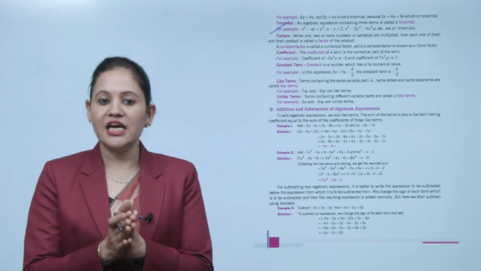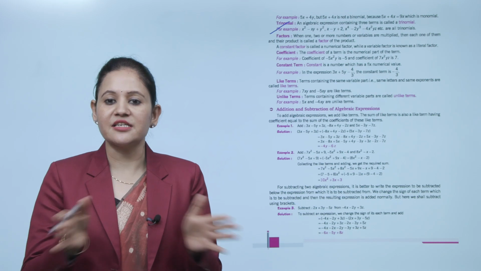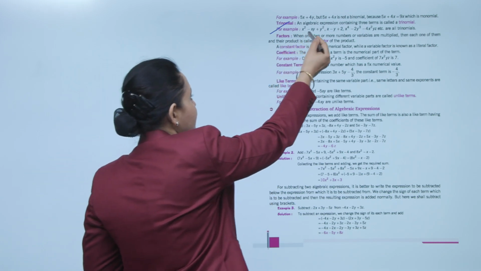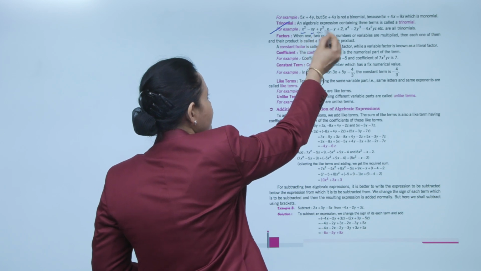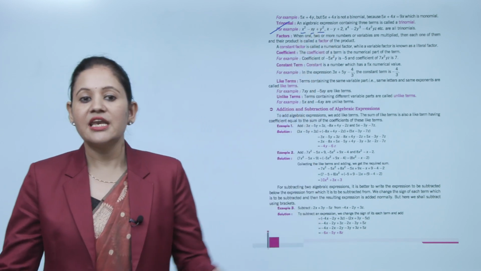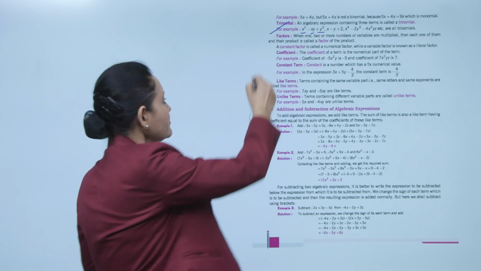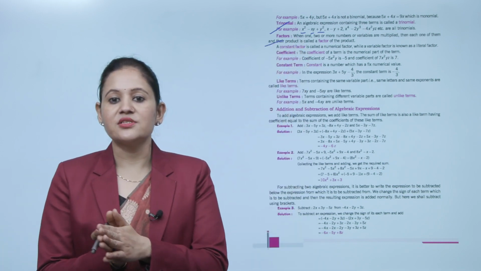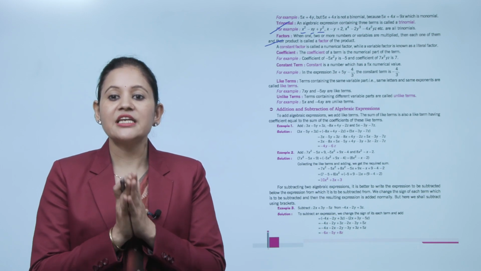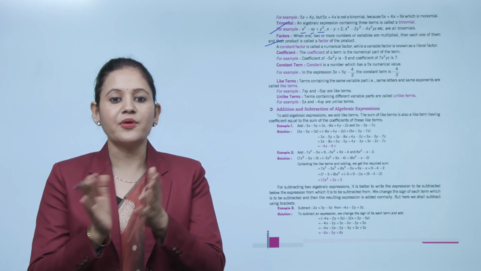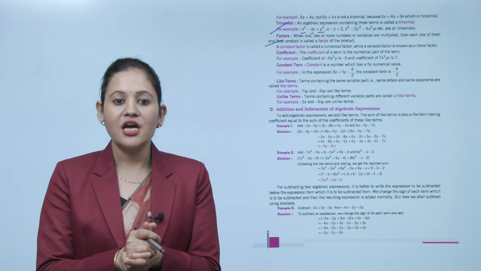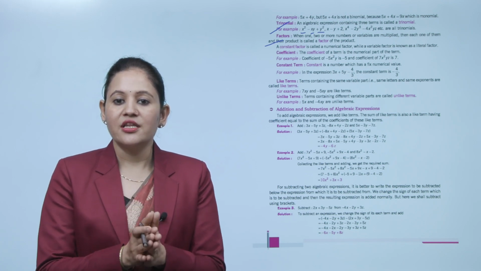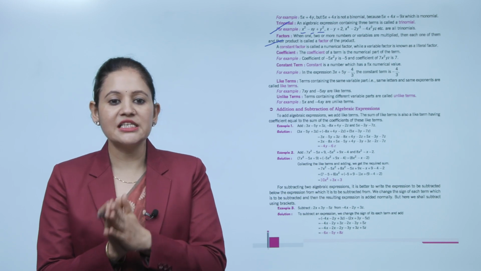Next is trinomial. Tri means 3. An algebraic expression containing 3 terms is called trinomial. For example, x square minus xy plus y square, 3 terms, so it is a trinomial. Next is factors. When two or more numbers or variables are multiplied, then each one of them or their product is called a factor of the product. A constant factor is called the numerical factor, while the variable factor is known as the literal factor.